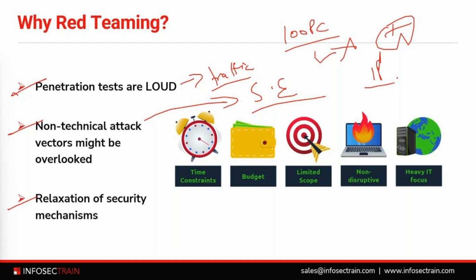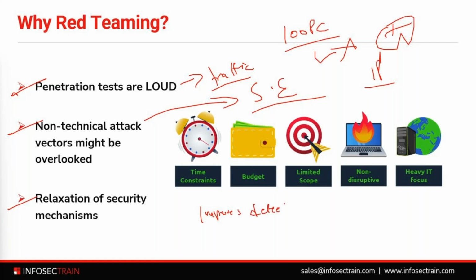But in red team, no privilege is given, right? I'll not allow your IP address, I'll not give you any scope. I'm just saying that you have to find out how you can enter my organization, take the data, get access to the devices, whatever you can do, right? So that is your red teaming.